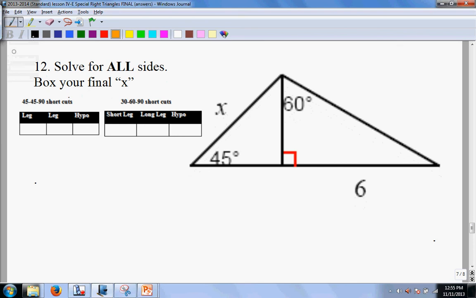Coming over here, once again, you want to start by writing in the charts. So in a 45, 45, 90, the leg equals the leg. The hypo is whatever the leg is times the root 2. In a 30, 60, 90, we start with the short leg. The hypo is 2 times the short leg. And the long leg is whatever the short leg is times the square root of 3.